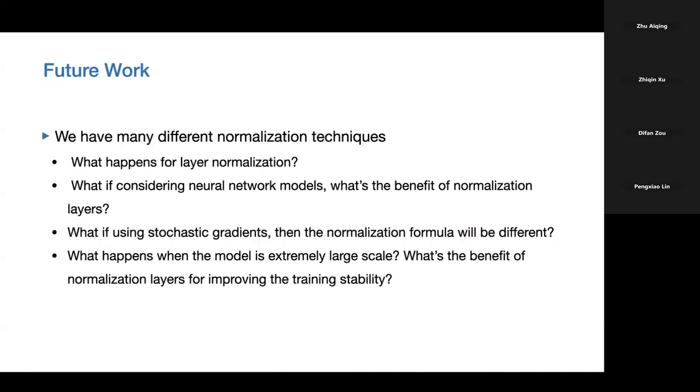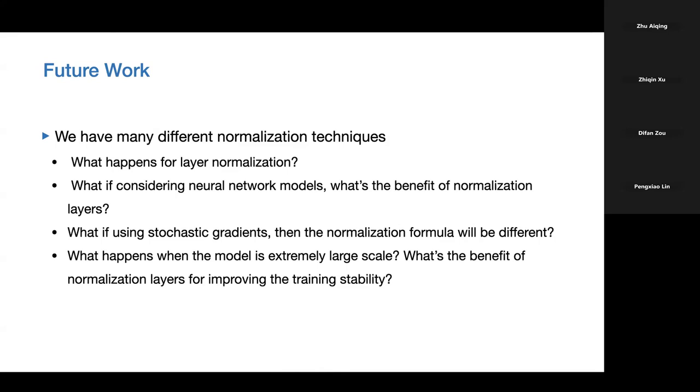We also want to discuss some future work. One direction is about normalization techniques. We have many different normalization techniques. Batch normalization is actually kind of out of date. It works pretty well for the simpler models, but now we are using transformer models and going to the large language model area. In that case, layer normalization is a more popular choice in modern large-scale transformer-based models.